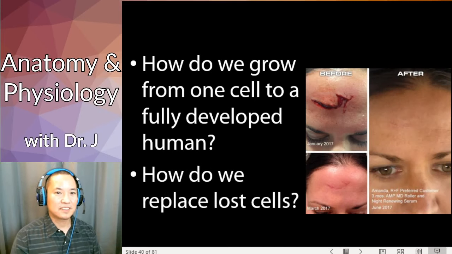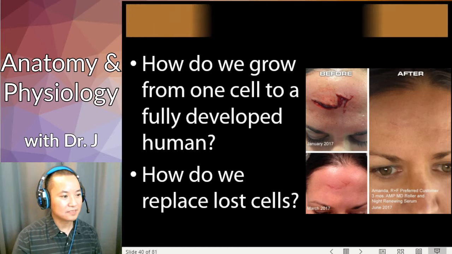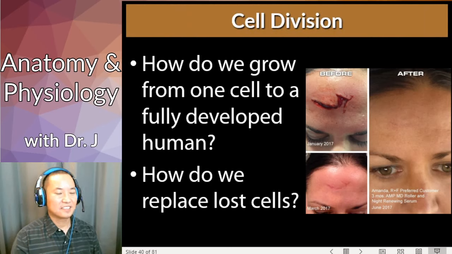So how do we replace lost cells? We lose cells all the time. So not only how do we go from one cell to a full human, but in case we lose some cells that can be replaced, how do we replace the cells? So cell division. This is what you need to do.